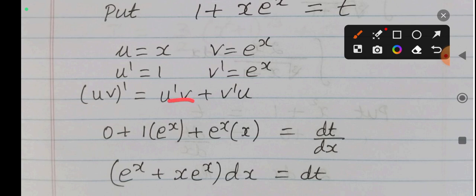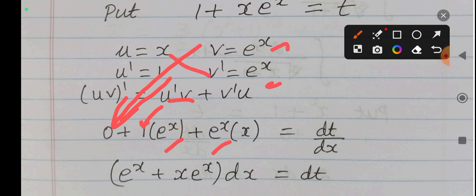u dash v, u dash is 1. Actually the differentiation of x is 1, then u dash is 1, v is e power x, then plus u v dash, again e power x, so dt by dx equals this. The division dx comes here. Then e power x plus x e power x we have written.